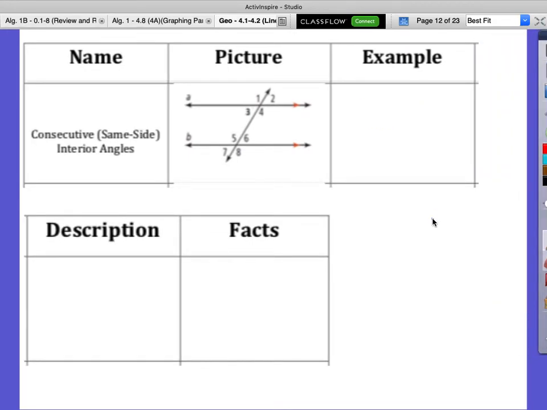Consecutive or same side interior angles. I'm mostly going to call these same side interior angles. They can be called either, so I have both on there, but I'm really just going to mainly call them same side interior angles, okay? So instead of alternate interior angles, now they're same side, okay? So these are both interior. We have two things to write: they're both interior, and they are on the same side of the transversal. Okay, so they're both interior, those two lines, and this time instead of alternating or being on opposite sides of the transversal, they're on the same side.